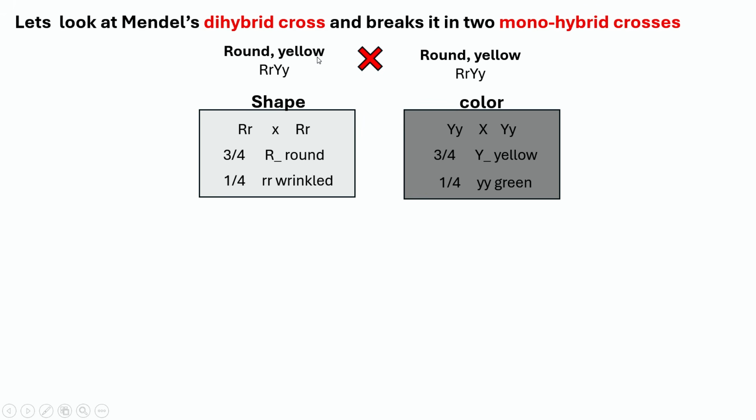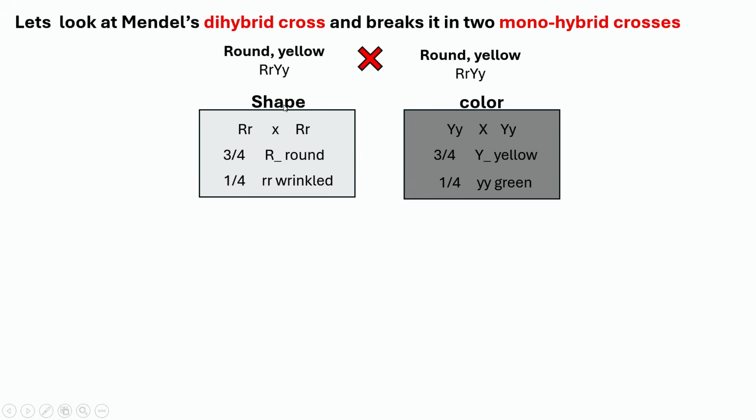So let's break down this dihybrid cross that Mendel has shown, where the seeds were round and yellow. Again it is a heterozygous cross, so we have capital R with small r and capital Y with small y, and we are doing a self cross. If I split a dihybrid cross into monohybrid crosses, it means keeping the shape, round, and the color, yellow or green, separate. You will see each one individually.